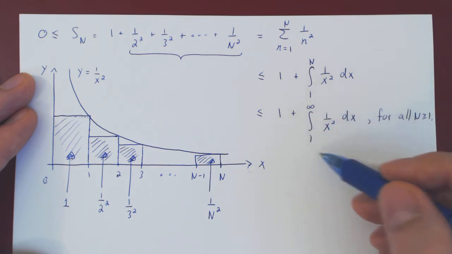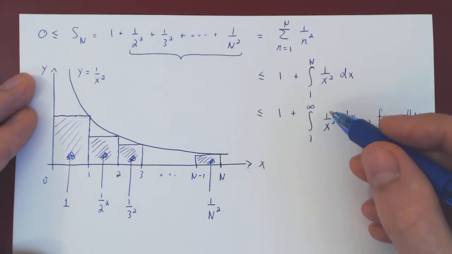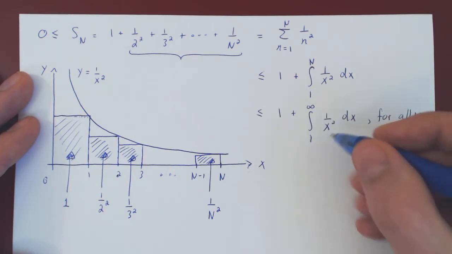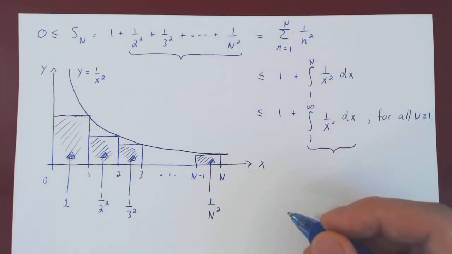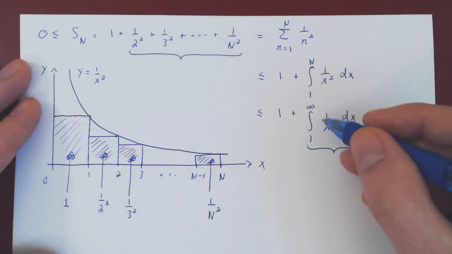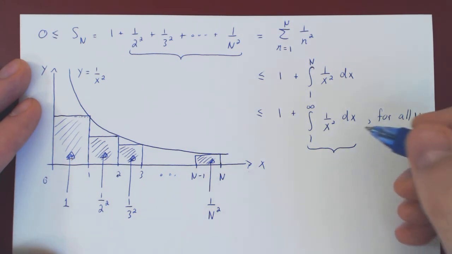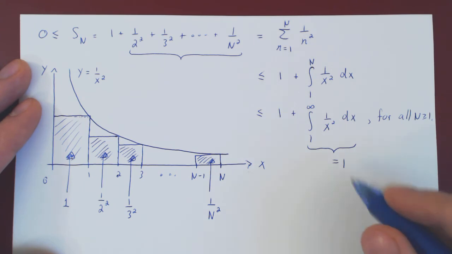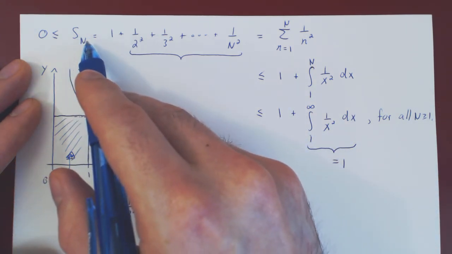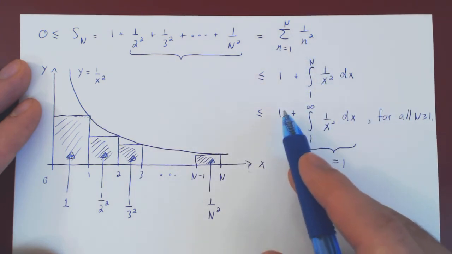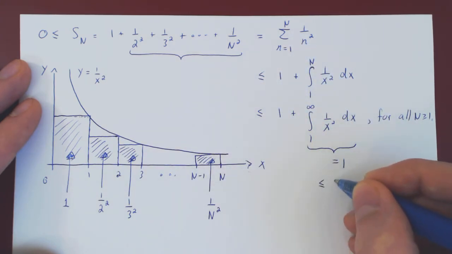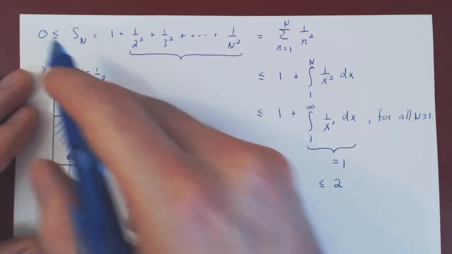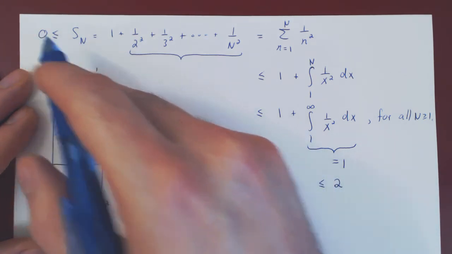This is a very simple improper integral. The antiderivative of 1 over x squared is negative 1 over x. And if you evaluate this improper integral, you should find that the area is simply, let me double check, equal to 1. So in the end, for every n, Sn is no bigger than 1 plus 1, which is 2. And now we have proved that Sn is bounded. For any n, Sn lies between 0 and 2.